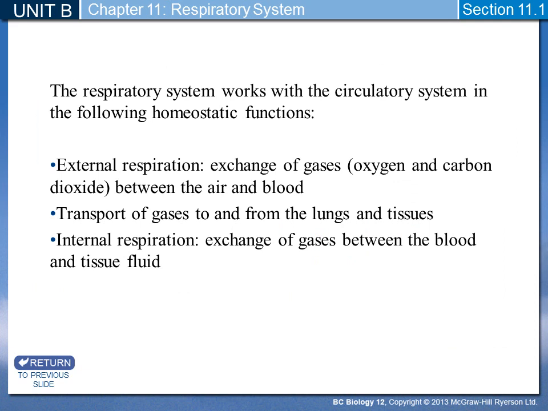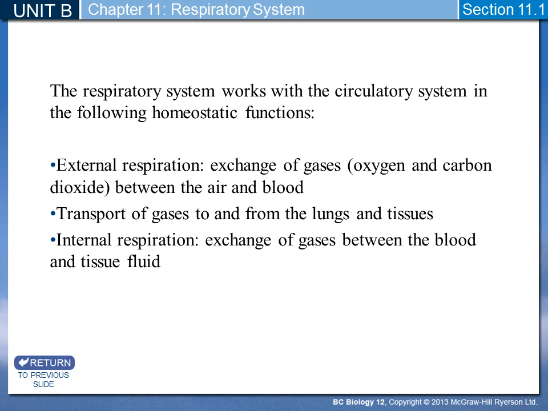The respiratory system works very closely with the circulatory system. In fact, they are also known as the cardiovascular system, and they have a number of homeostatic roles that they perform. The first one is the exchange of gases. That's the external respiration, when oxygen and carbon dioxide get exchanged between the air and the blood. One of the other functions is transporting the gases to and from the lungs and tissues. And then finally, we've also got the internal respiration, where that gas is exchanged between the blood and the tissue fluid.